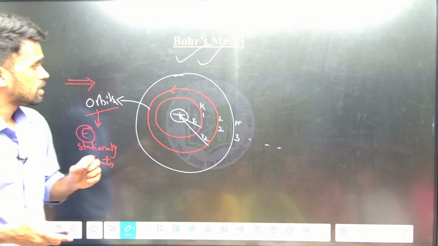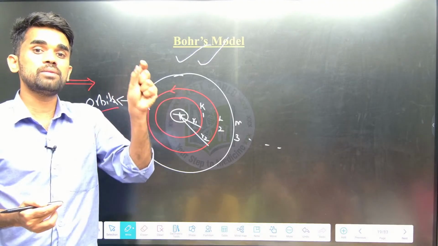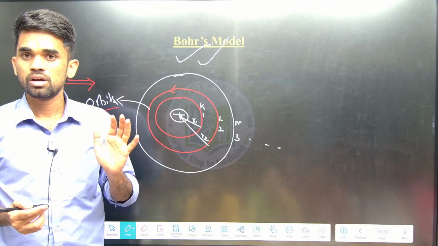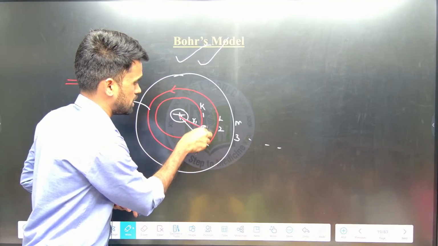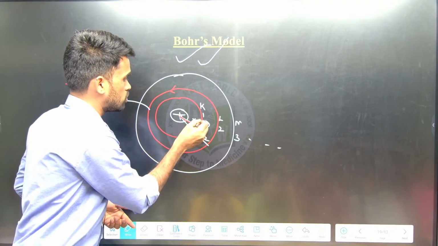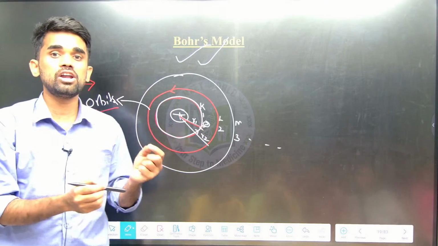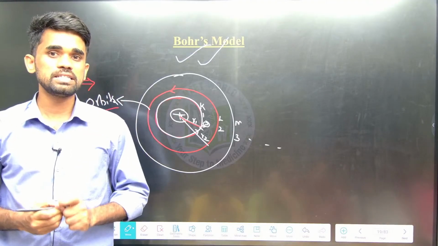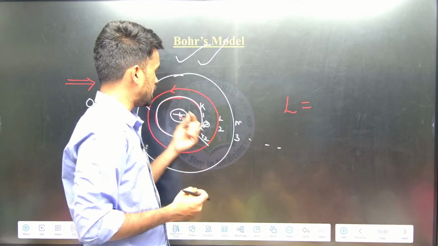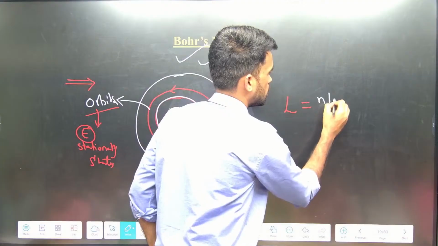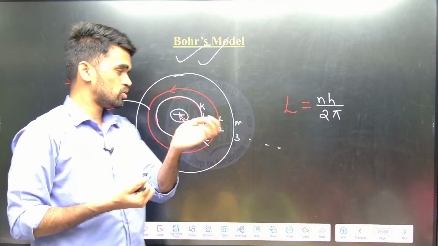Now, only those orbits are allowed whose angular momentum is quantized. If this is the center and the electron is present here, the electron revolves around the nucleus in a circular path. To accept this circular path, its angular momentum must be quantized. Angular momentum, indicated with the symbol L, should equal nh by 2 pi. Now let us come to a little bit of physics.